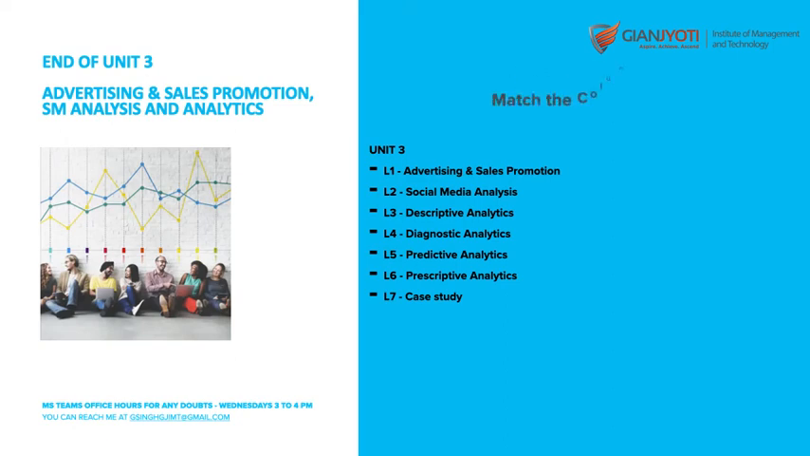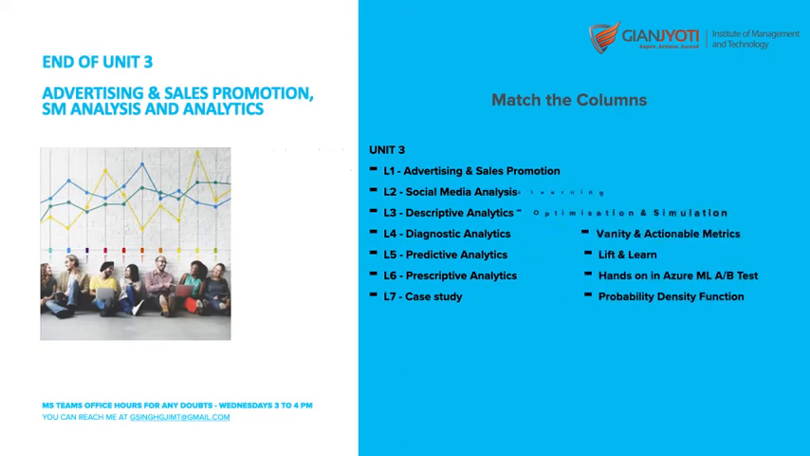Now, here is match the columns. What you need to do is, on the right hand side in Unit 3 takeaway, I put some of the takeaways which are not matching with the Unit 3 lessons. So you have to match the columns, like for advertising and sales promotion, out of the 7 options, which is the takeaway from there. So you match it, write your answers, and then we'll have the correct answers which you can check. I give you some time. Your time starts now.